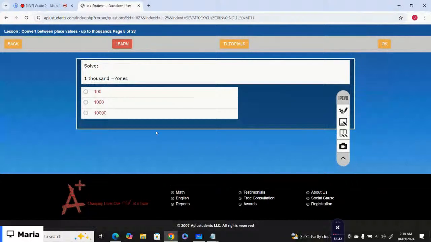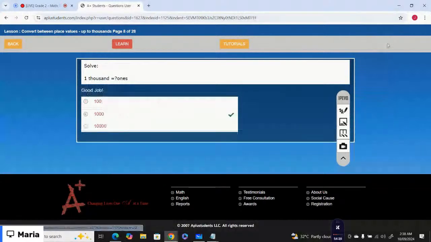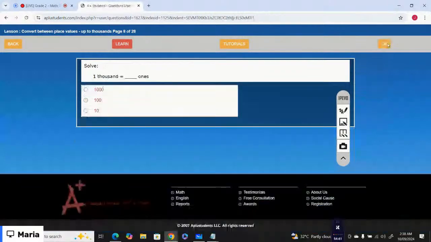1000 equals how many ones? 1000 equals 1000 ones. Option number 1 is the correct option.